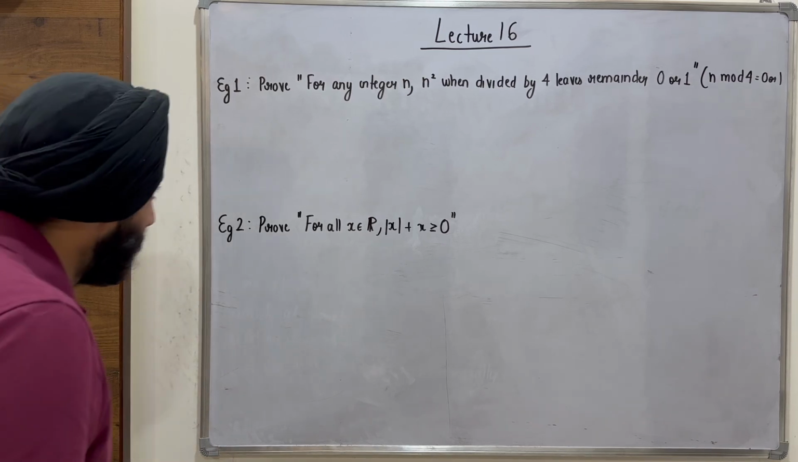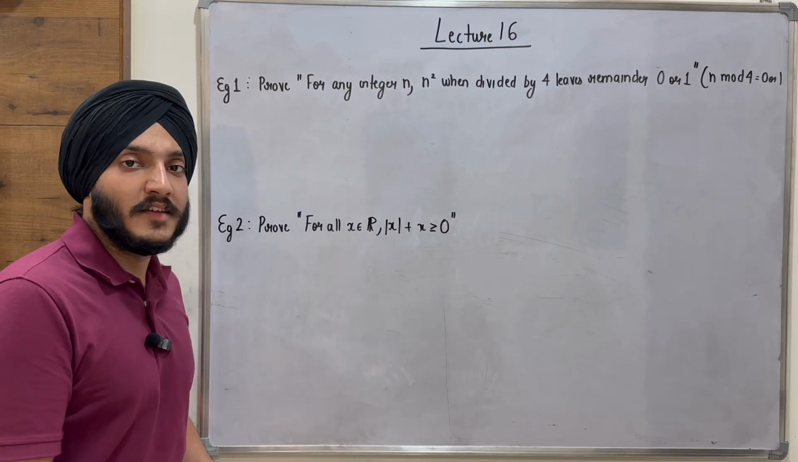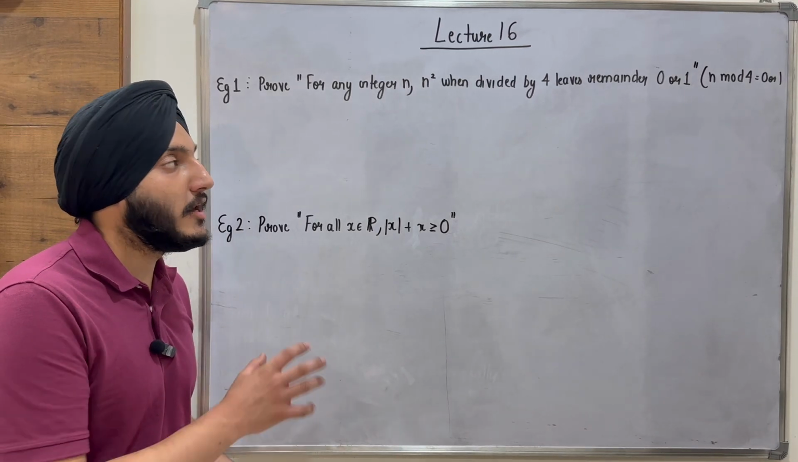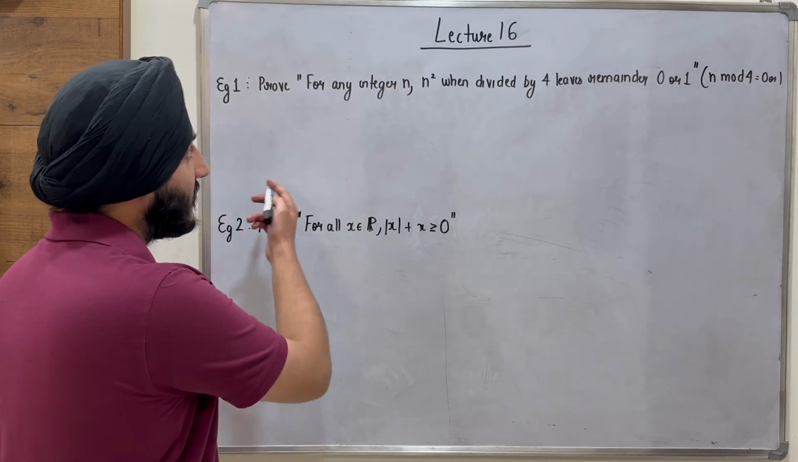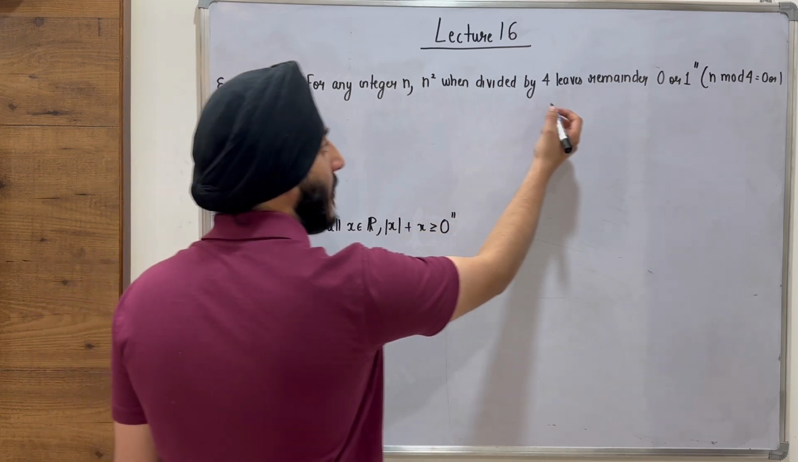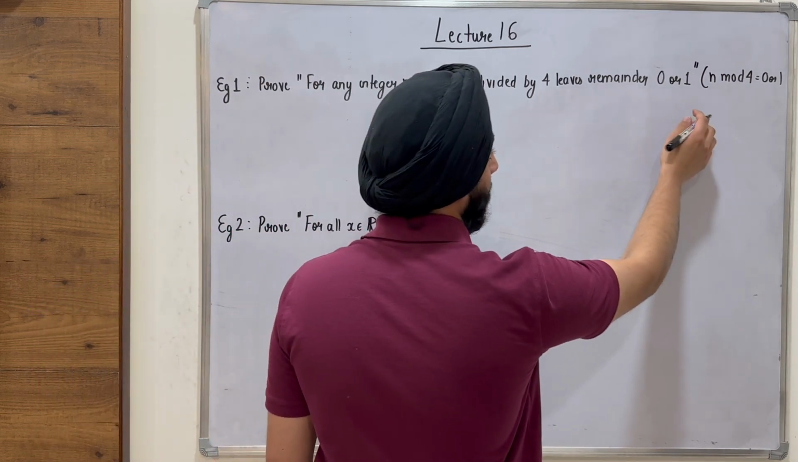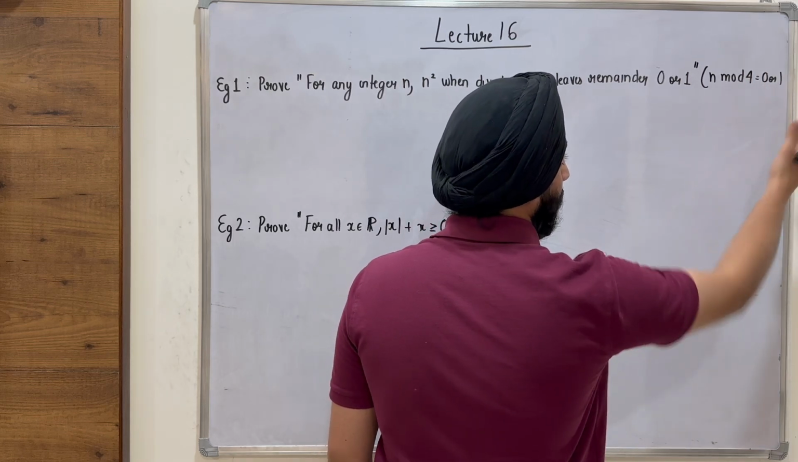Okay, so now let's take a look at two different examples. These are going to be very easy to understand. The basic point is that we need to understand what the different cases are, right? Okay, so let's start with example one. Prove that for any integer n, n square when divided by 4 leaves a remainder 0 or 1. So we basically represent this as n square mod 4 equal 0 or 1, right?